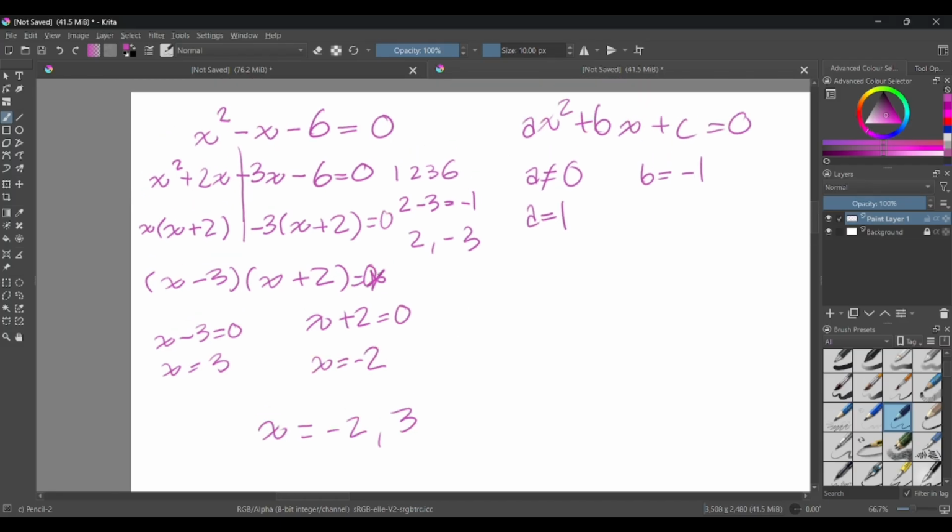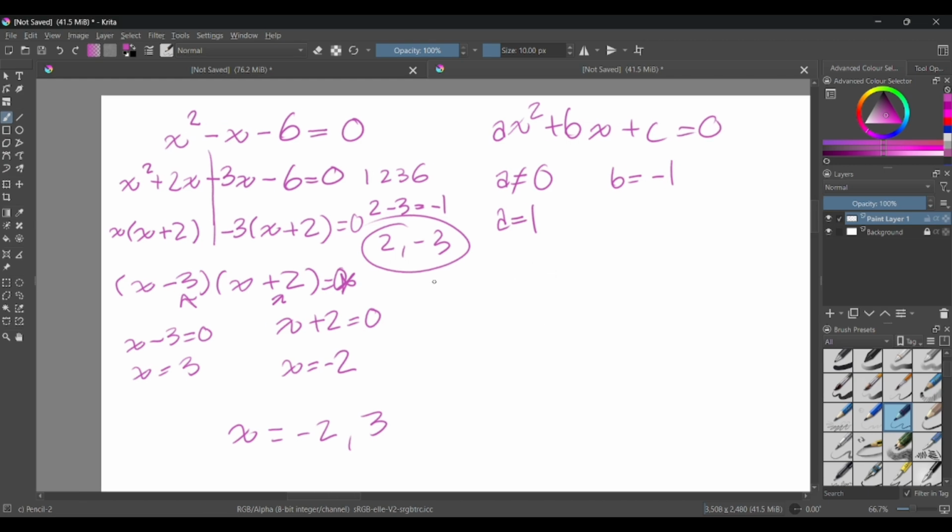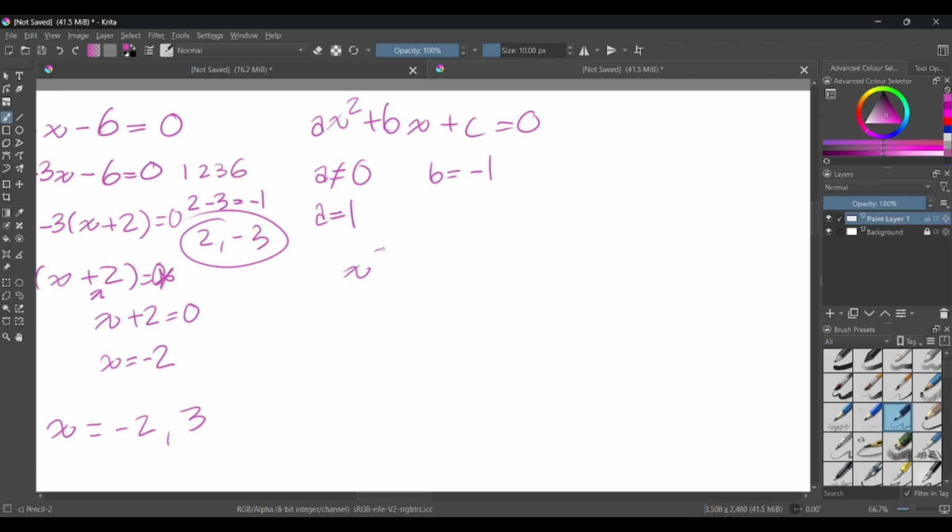So why did I put a star here is the question. It's because if you realize, these two numbers are very familiar. They are the exact same as these two numbers. And that is a special property of quadratics that have a equal to 1. So if you have any quadratic where a is equal to 1, these special numbers are the same ones that go into the factors here. So you can just straight up go from x squared minus x minus 6, you can realize the two numbers are 2 and negative 3.